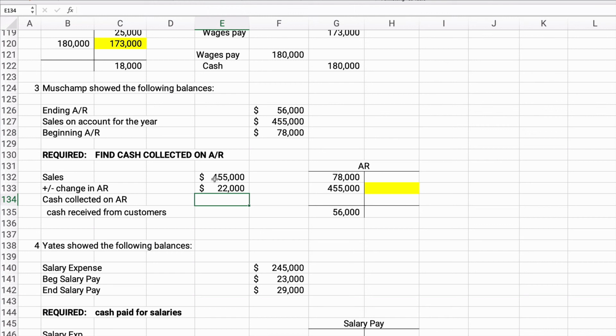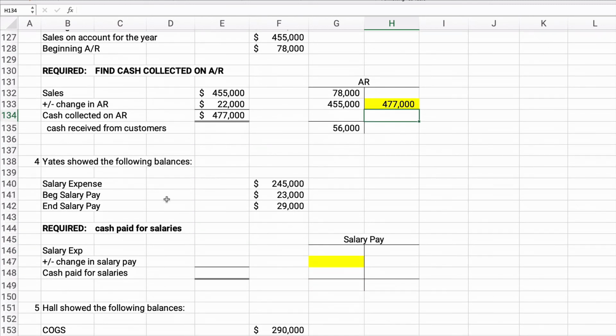So therefore, our cash collected on accounts receivable is $477,000. All right, the way this one works is we would take the 455, we'd add the 78 and subtract out the 56,000. We got 477,000. You can do this two different ways. All right, I think we have two more here.